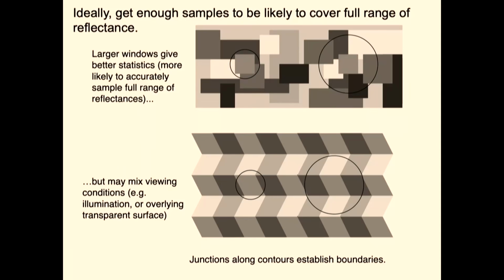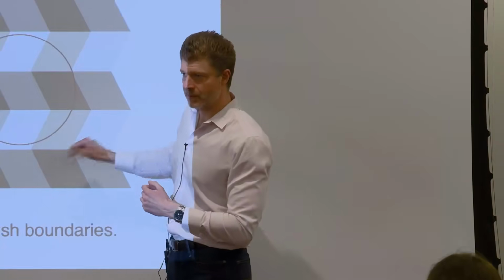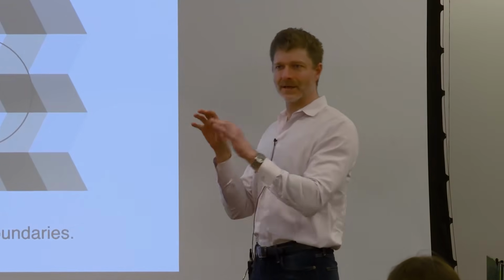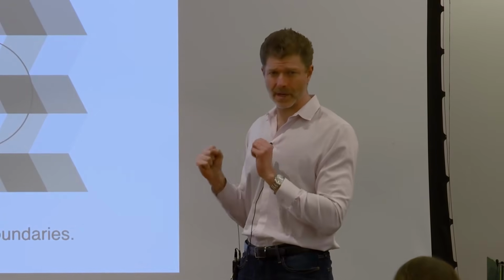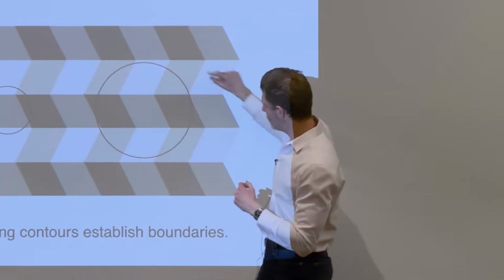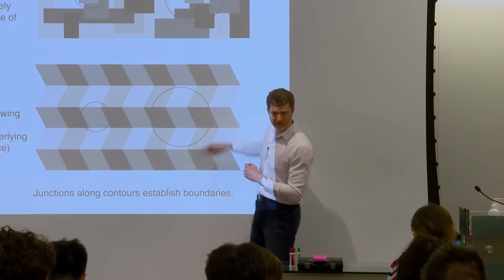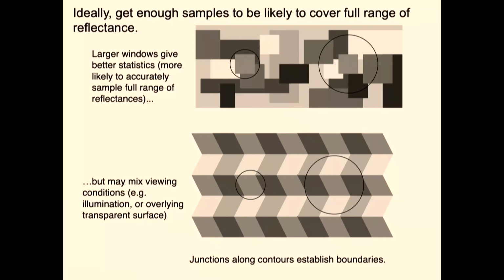Okay, so the idea is that you could potentially sample the ranges of luminances that you have in an image. Ideally, you'd like to get enough samples that would cover the full range of reflectance. If you make the window in which you're sampling things larger, you're more likely to accurately sample the full range of reflectance. But on the other hand, you could mix viewing conditions, right? So the idea is that this whole thing only makes sense if the things that you're sampling are under the same illumination, right? And so here's a situation where this is pointing up in higher illumination, this is pointing down and in lower illumination, and you really don't want to be comparing things that are in these two different states.